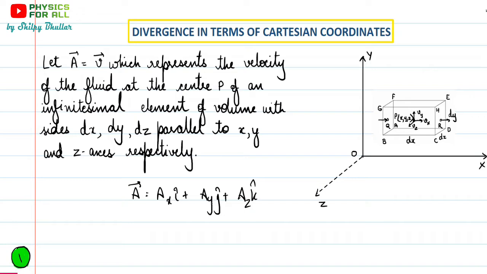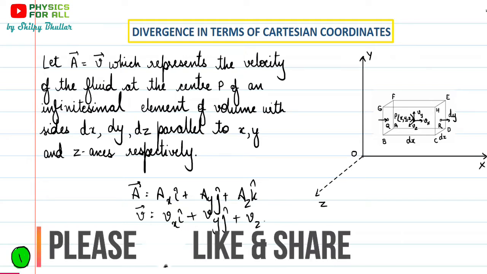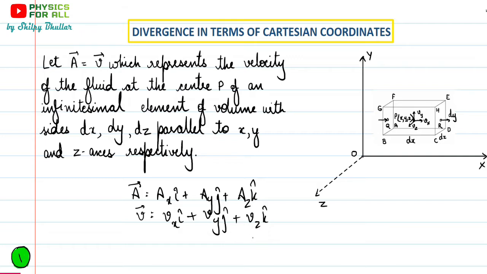Similarly, if we have a velocity vector, it would have velocity components along all three directions. So for V, we can consider Vx i cap plus Vy j cap plus Vz k cap. Vx is the magnitude of velocity along the x-axis, Vy is the magnitude along y, and Vz is the magnitude along the z-axis. The same we have shown here at point P. You can see we have drawn the arrows. These are the magnitudes of the velocity vector along all three directions.